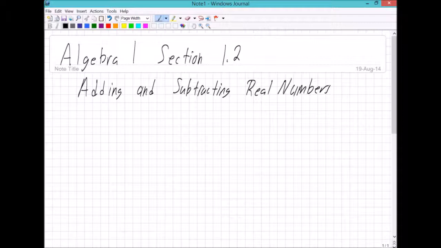So the way we look at addition and subtraction is really they're the same thing. Adding and subtracting are the same thing. I will give you an example.